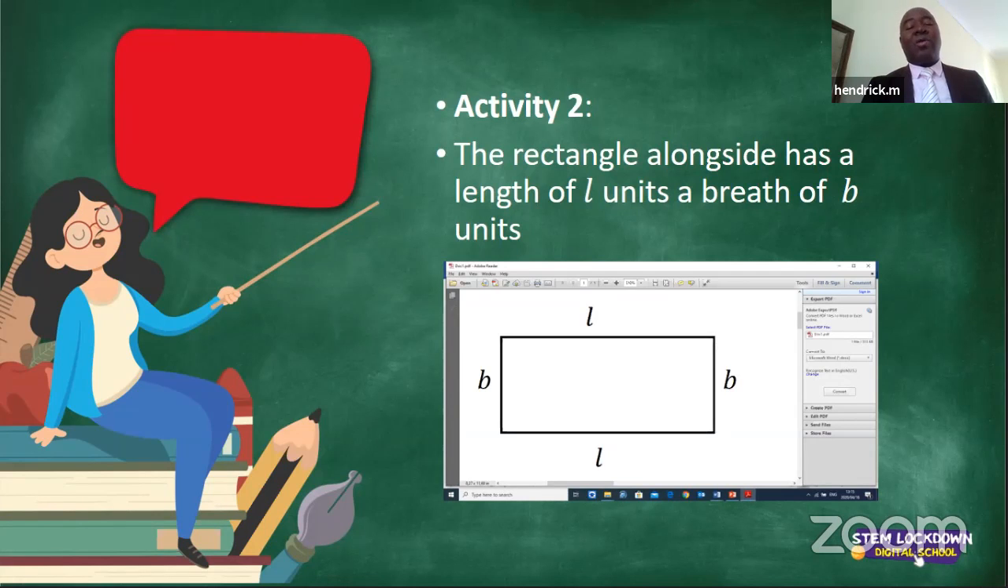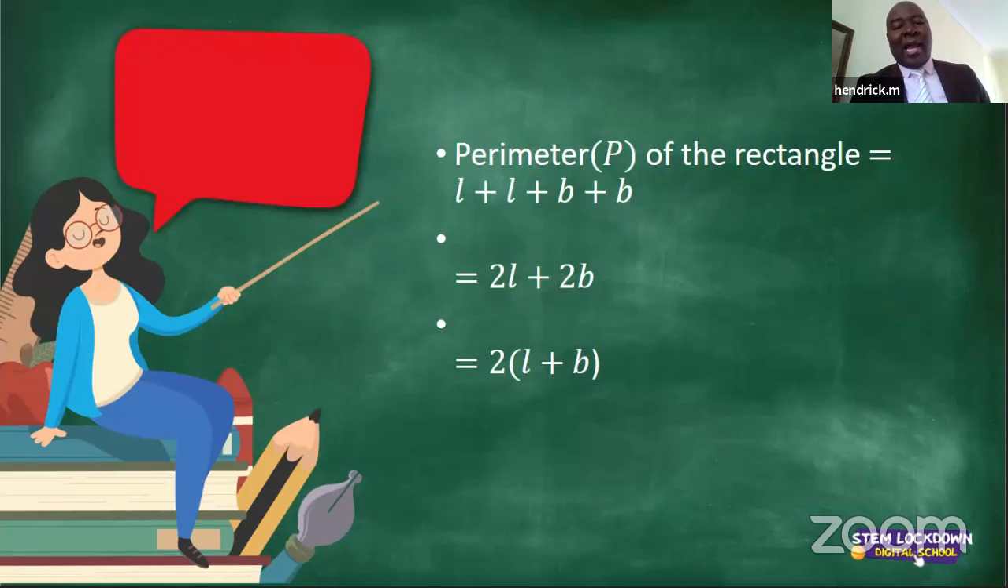Now, for you to calculate the perimeter of this particular rectangle, you will have to add L and L. I'm sure you'll agree with me that for the perimeter, you must add all the sides. So we'll add the length plus the breadth and the breadth. And of course, L plus L plus B plus B gives you 2L plus 2B.